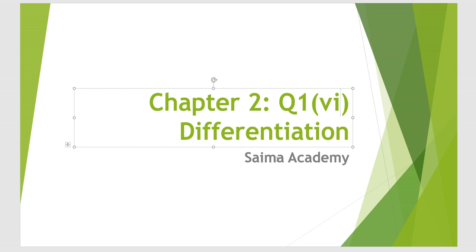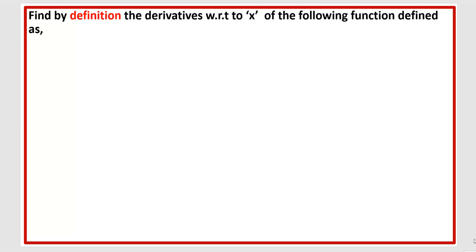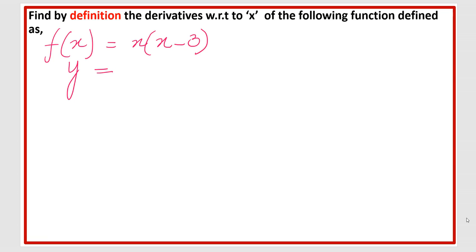In this lesson, we will discuss the sixth part of question number 1. The question is that, by definition, we have to find the derivative with respect to x. The function we have is f of x equal to x into x minus 3. Right? So the same steps we followed for the last few questions apply. I say y is equal to x into x minus 3, and this is my equation number 1.